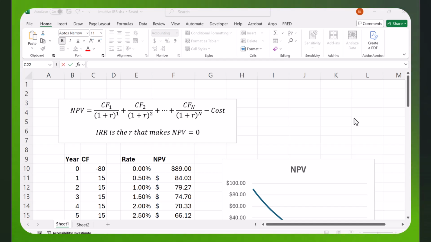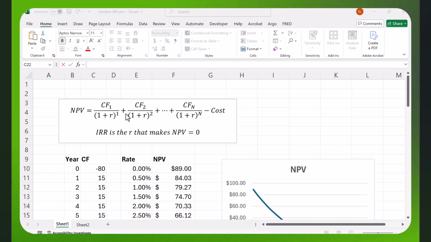If you've studied capital budgeting, you know that NPV and IRR, that is net present value and internal rate of return, are the two primary methods we use for evaluating a project. And you probably also know that one way we interpret internal rate of return is that it's the interest rate that makes net present value equal to zero.